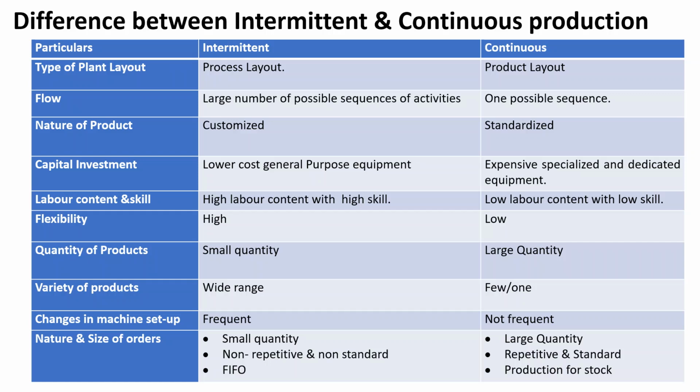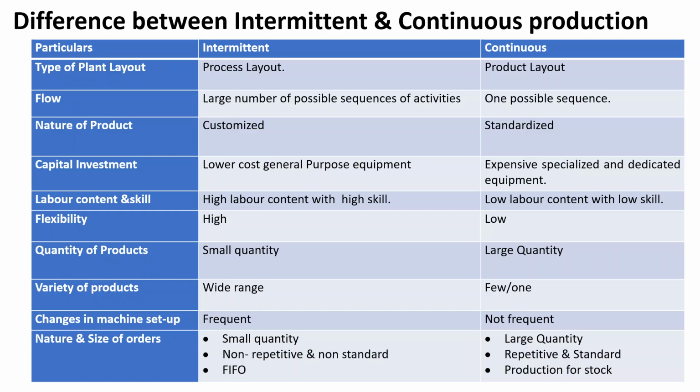Change in machine setup: since the same machines are being used to produce a wide variety of products, machine setup will be frequent. And in case of continuous production system, we manufacture only one product or maximum 2-3 products, so the setup changes are not frequent in case of continuous production system.